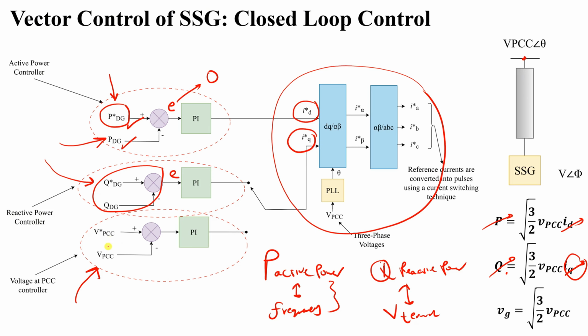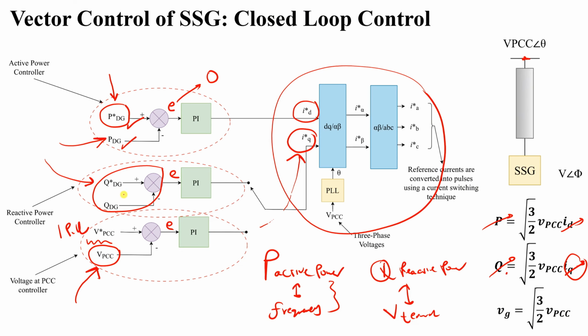By getting this error between the reference value, let's say 1 per unit, and the current VPCC, the current voltage here, by comparing it to each other and giving the error to a PI controller, it can give us the IQ needed, the quadrature axis current needed to achieve this function. Why? Because IQ controls reactive power, which indeed controls VPCC. Or even if we control VPCC, we can control reactive power.